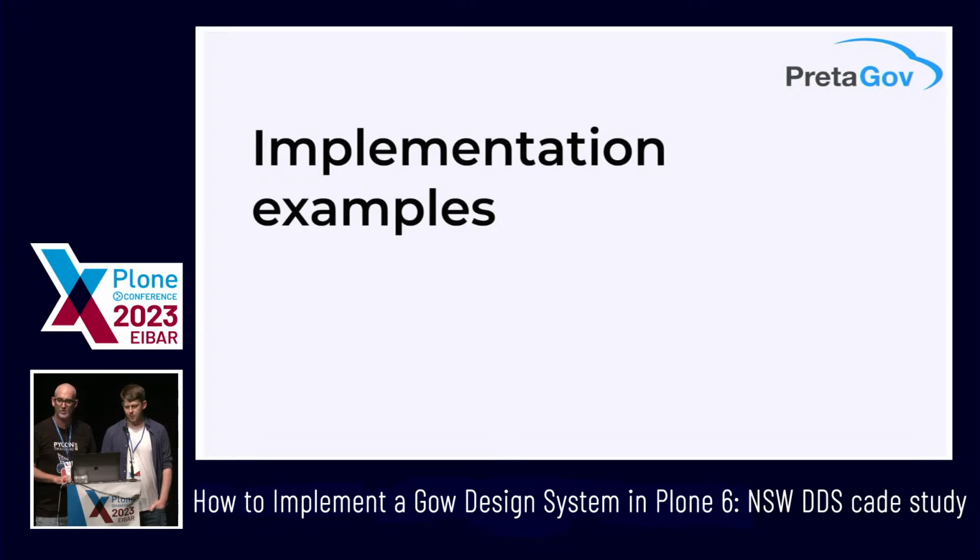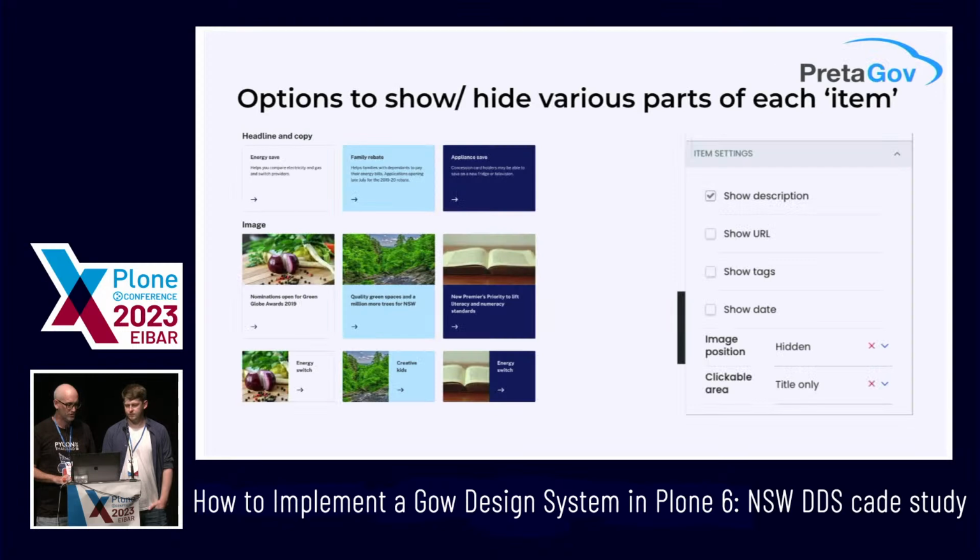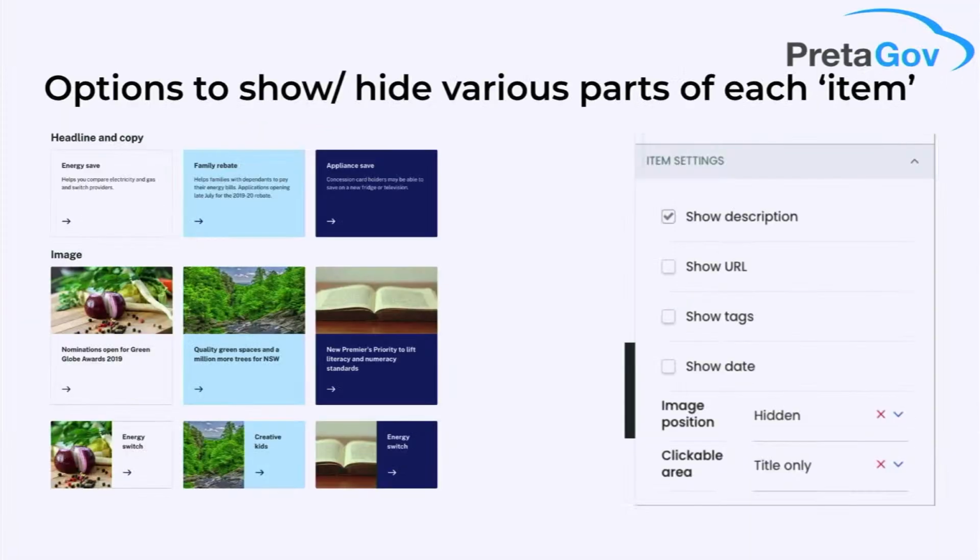Okay, so now we're going to go a little bit through some of the things that we built. The first one is listing variations, one of the simpler things. They had a lot of cards. They had content blocks. There's even some we haven't implemented, like buttons and so on. And what we did was, we used the variations system, and we can then show and hide different aspects of it, and we'll change all of the different ones in one go.